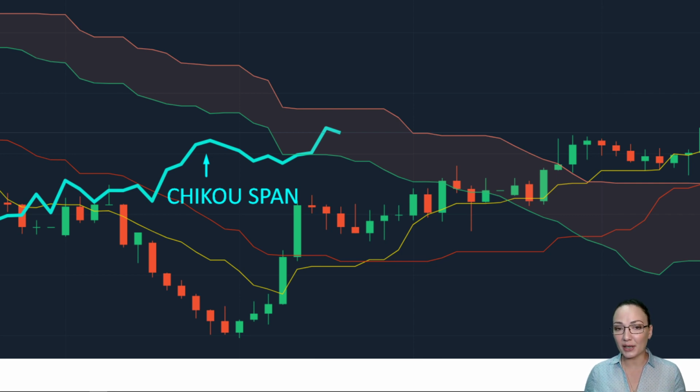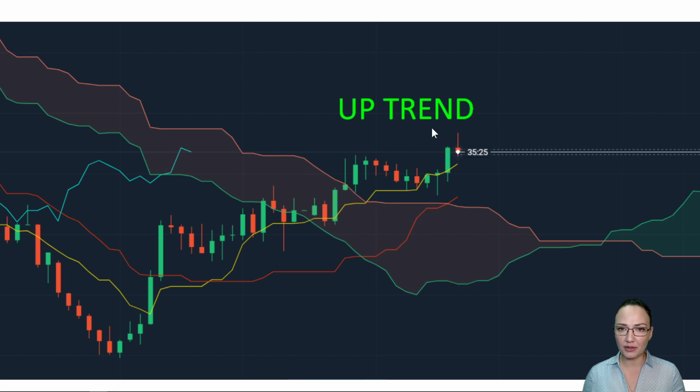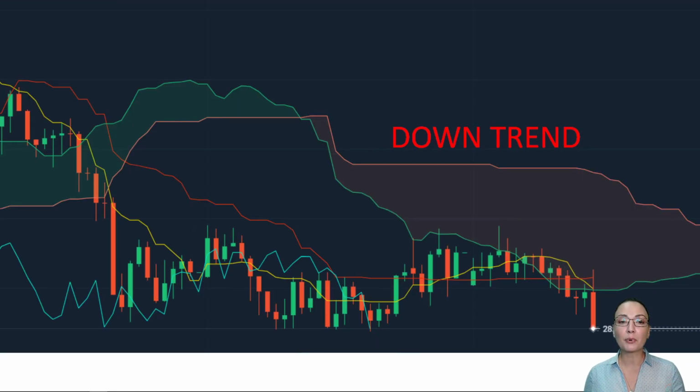Now that we understand what these lines mean, let's see what the indicator shows us. If the price of an asset is above the cloud, this means that we have an uptrend and the cloud should be shaded in green. The top of the cloud will be our first level of support, followed by the bottom of the cloud during a deep correction. If the price of an asset is below the cloud, this means that we have a downtrend and the cloud should be shaded in red. The bottom of the cloud will be our first level of resistance, followed by the top of the cloud during a deep correction. The thing to remember is that the wider the cloud, the stronger the trend.